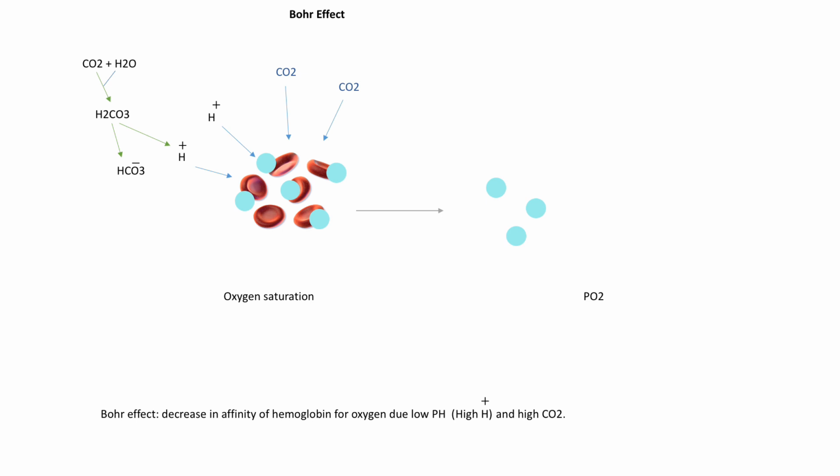This is called the Bohr effect. So the Bohr effect is the decrease in affinity of hemoglobin for oxygen in presence of high hydrogen ion concentration and carbon dioxide. This helps in release of more oxygen from hemoglobin, and that helps in delivery of oxygen to tissues.